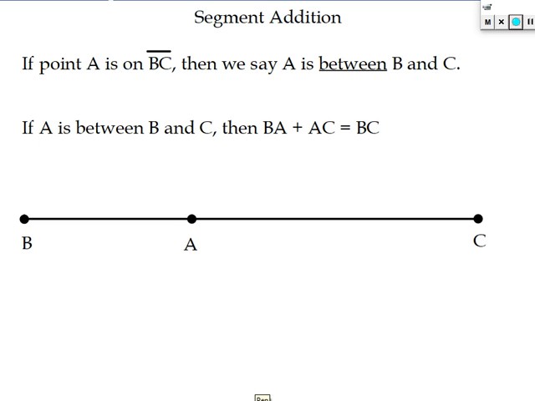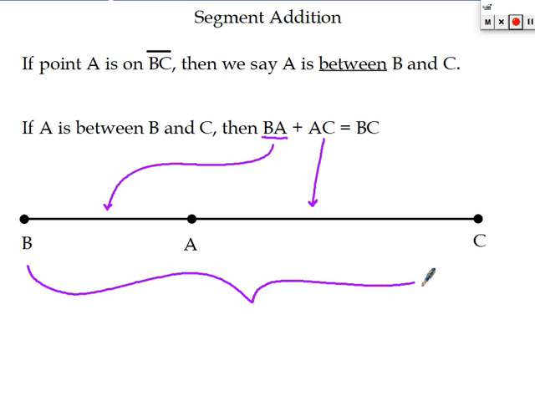So if point A is on segment BC, then we say A is between B and C. So here at the bottom you can see I have the segment drawn already, BC, and A is on it. So I can say A is between B and C. Now what this second part says, this is the segment addition part. If A is between B and C, so that means A is somewhere on that segment, then BA, that length from B to A, plus AC, which is that length, is equal to BC, which is the whole thing.